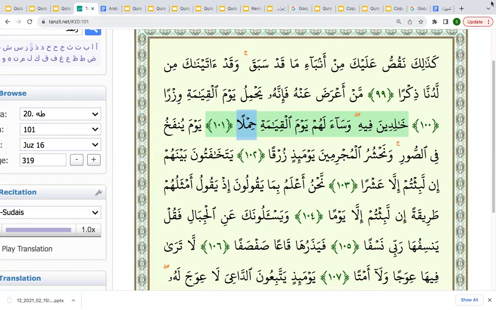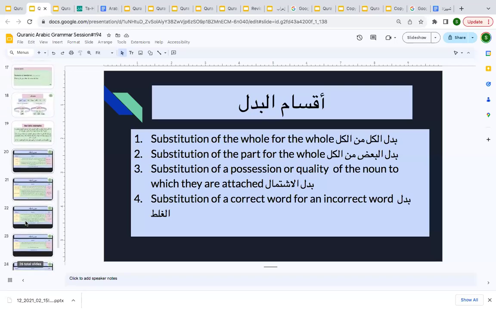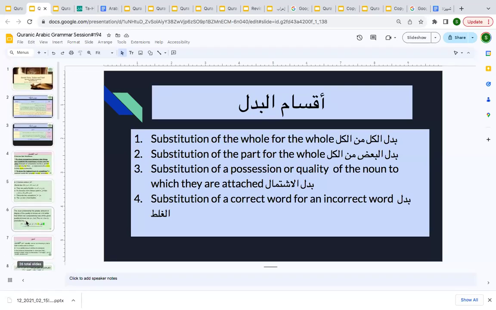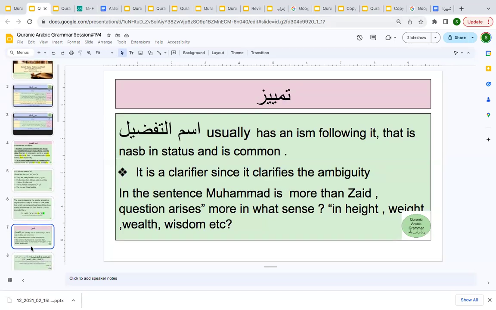If you go back to your previous sessions, we have covered it when we were learning tamyiz with ism tafdeel. But sometimes we all tend to conveniently forget about things. So it's about time you remember a few things: tamyiz can be seen in other cases as well. You can see it not just with ism tafdeel, you can see it with af'al as well. It is basically the clarifier. It clarifies the ambiguity, okay?